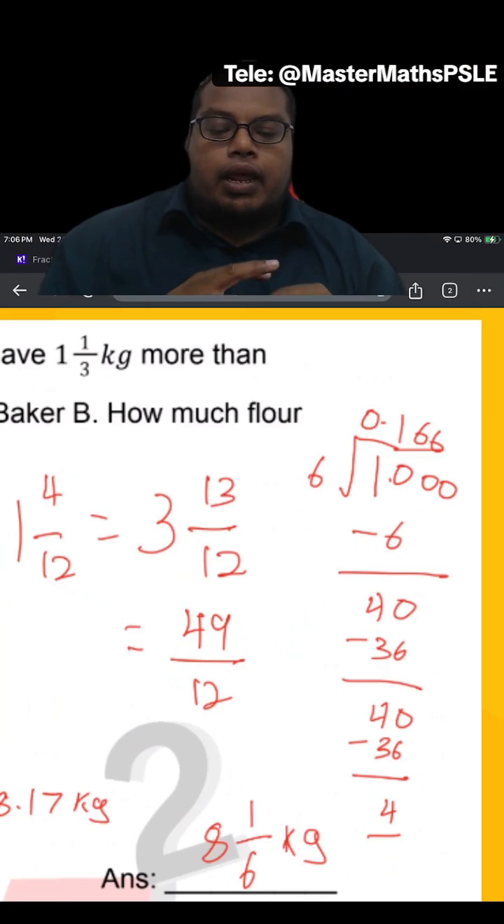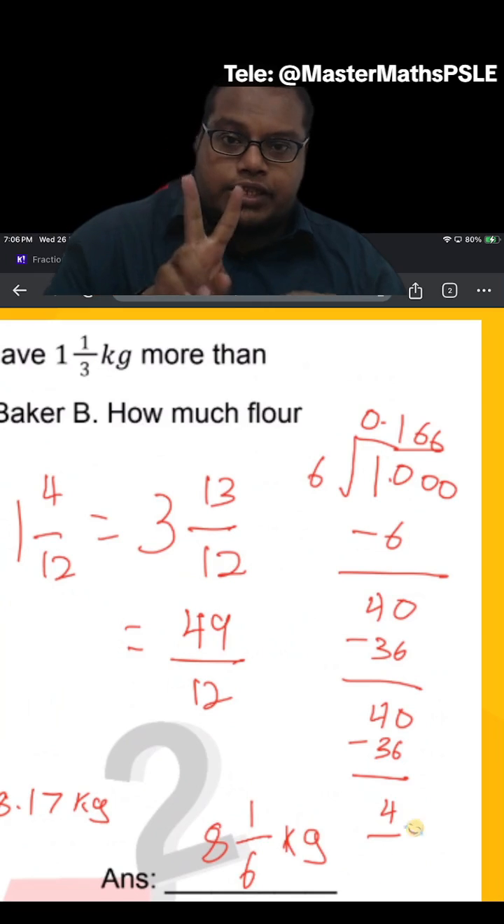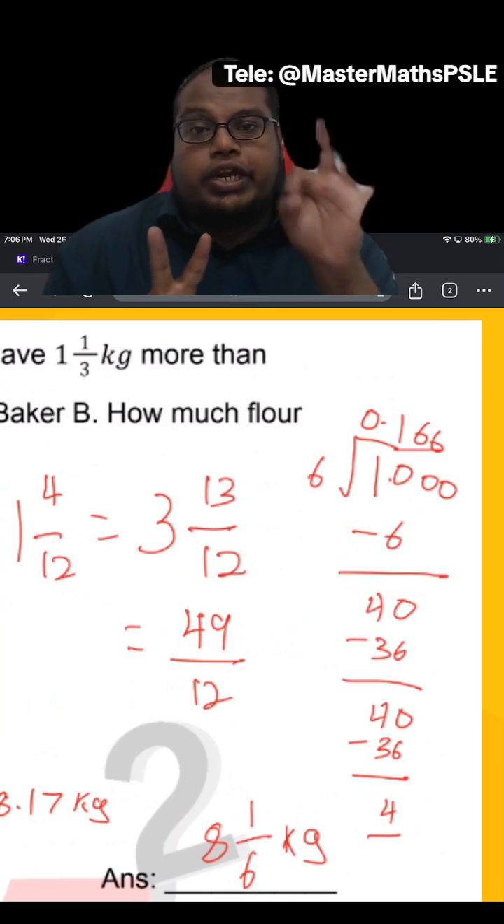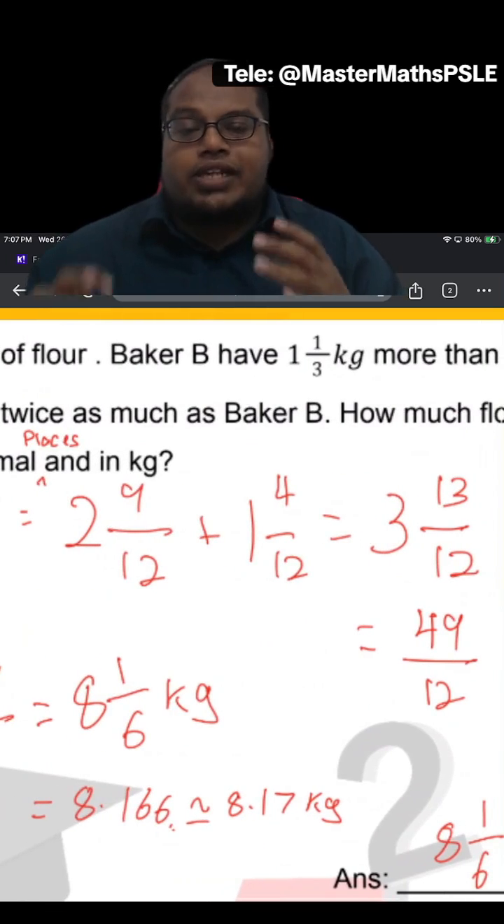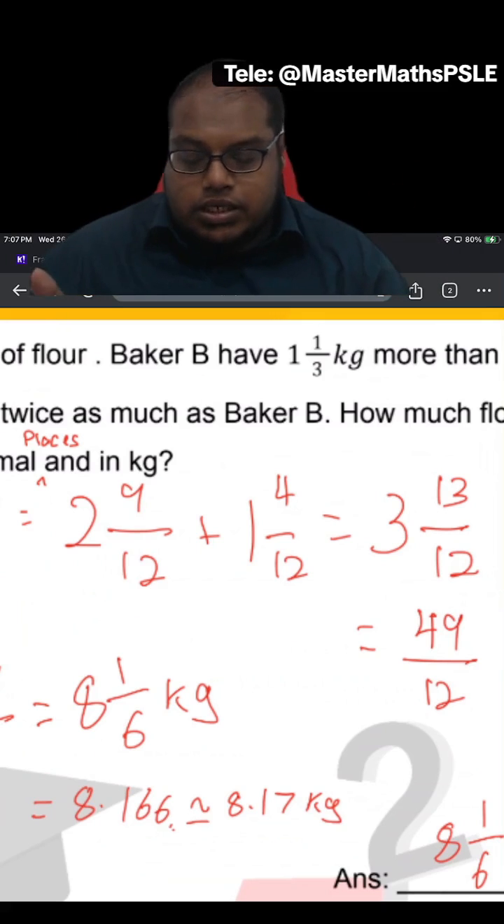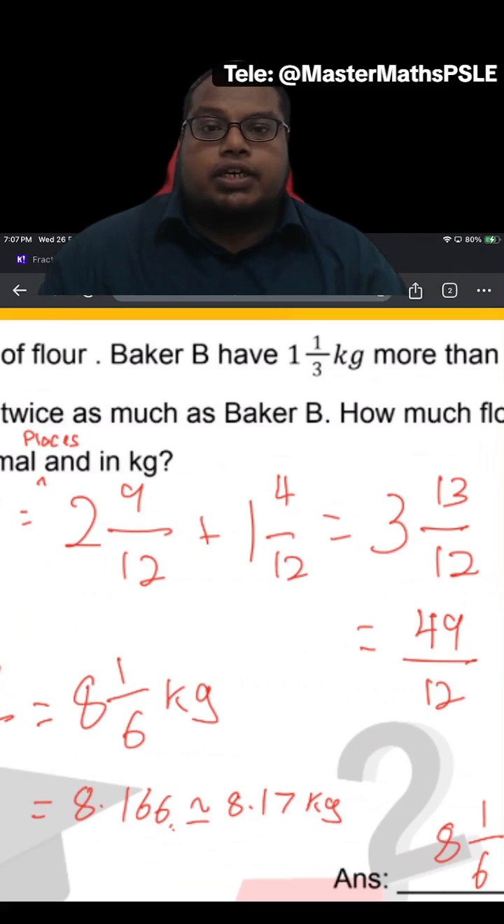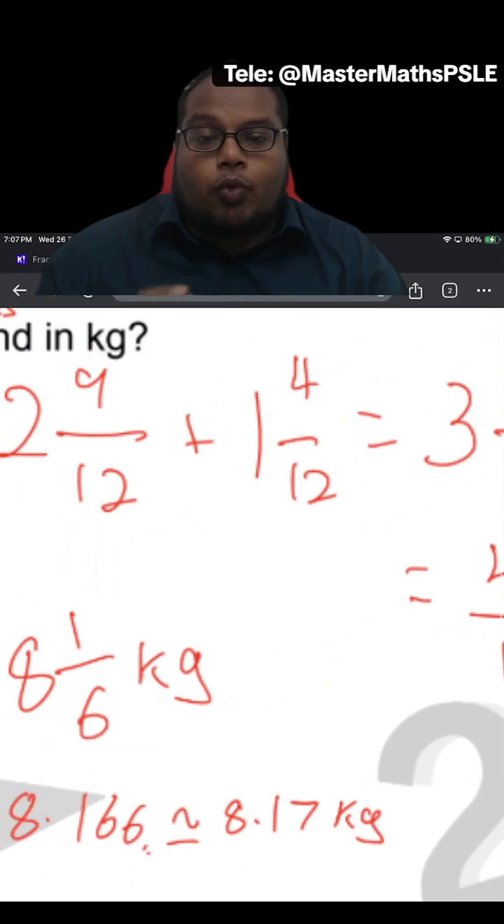But I don't carry on now. Why? Because I need 2 decimal places. All I have to do is get 3 decimal places to convert to 2 decimal places. So 8.166, the 6 is a round-up number, so it becomes 8.17. So the answer is 8.17 kg.